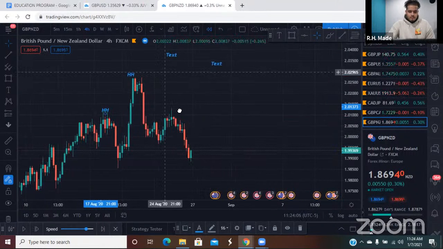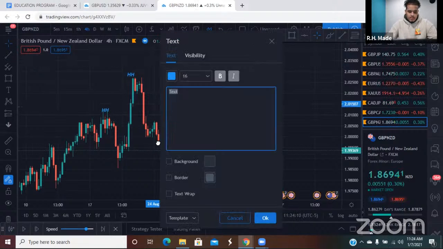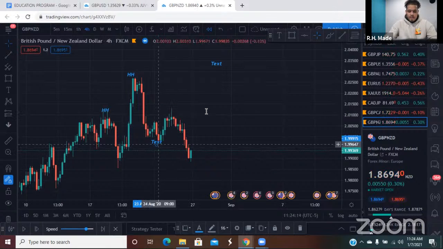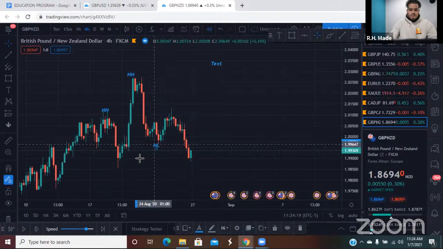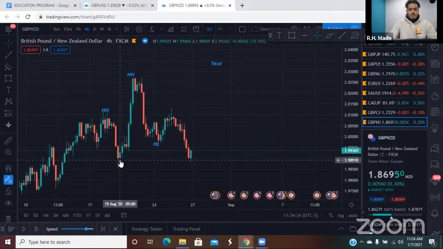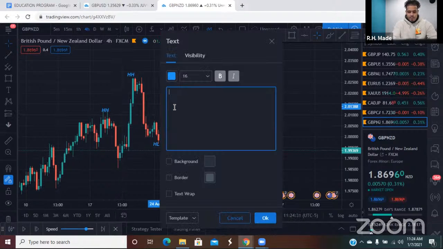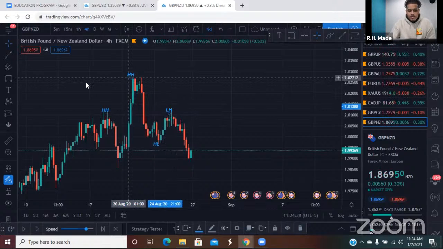Okay, perfect. Now you're seeing this low point is still a higher low. I know that's from an uptrend, but as you see, this low point is clearly higher than our previous low point. It's marked as a higher low. Then we have our lower high, because it's lower than our previous high. So now let's keep going.